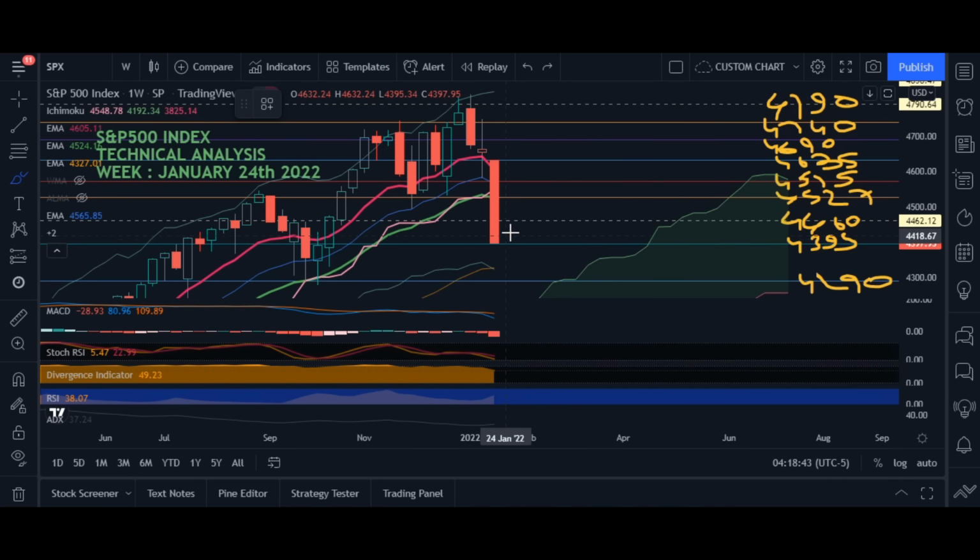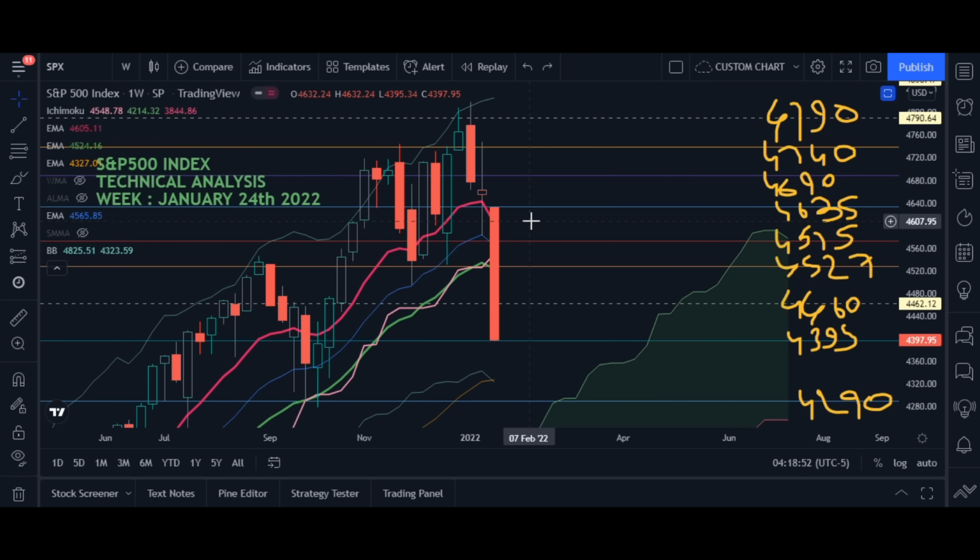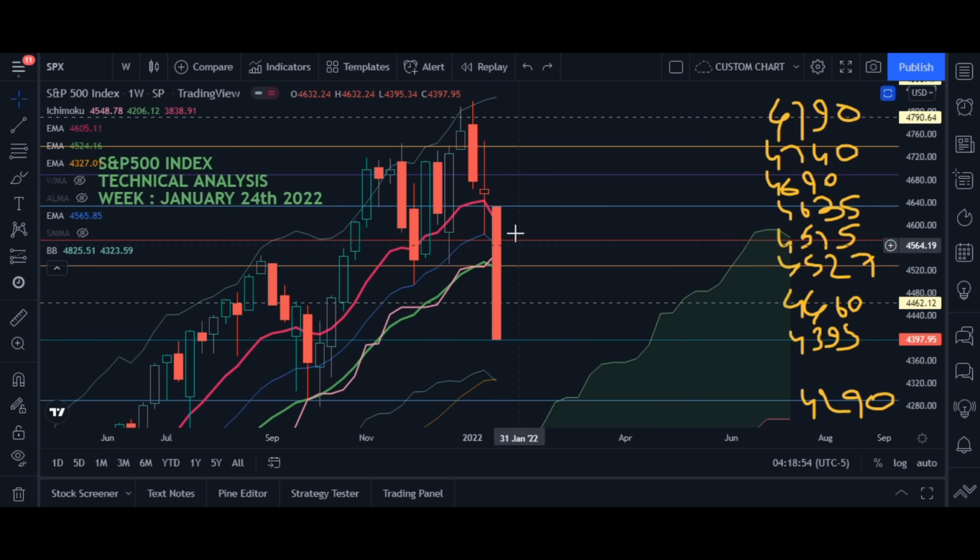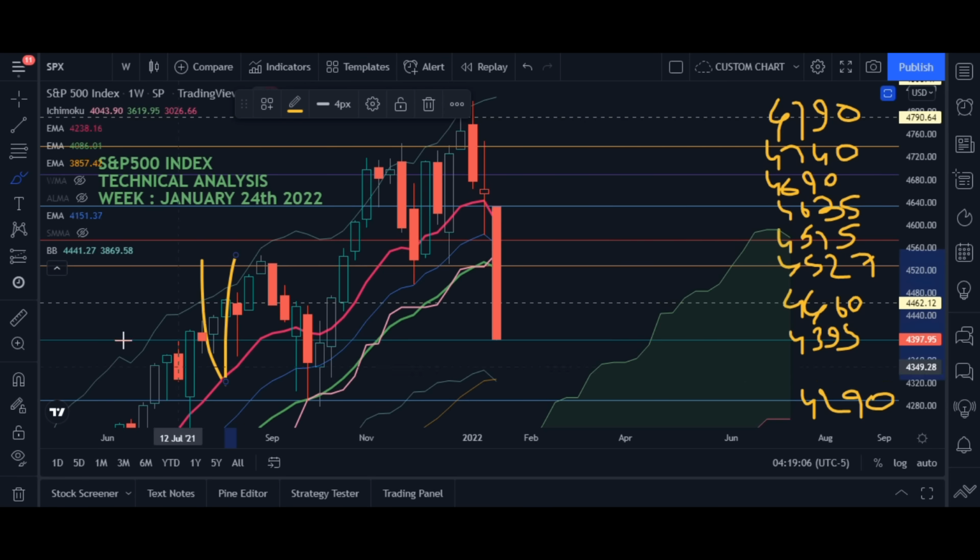Momentum is now building up in favor of the bears. So all of these indicators are saying the market is bearish. Last week also, the indicators were saying the market is bearish. The only indicator saying the market is bullish is the Ichimoku, because the market is trading above the Ichimoku, and partially the moving averages. Otherwise, the market is clearly bearish.